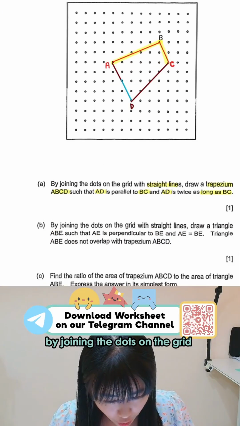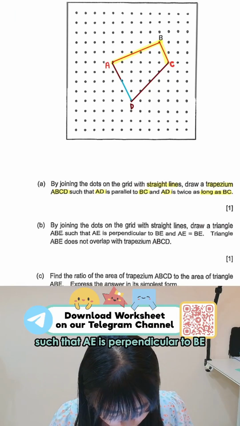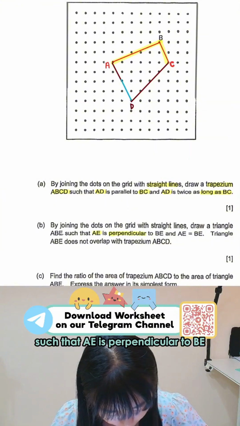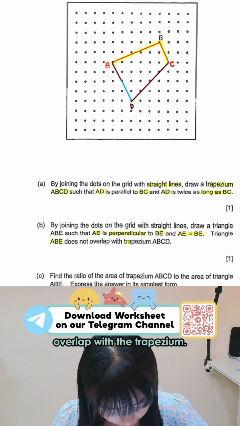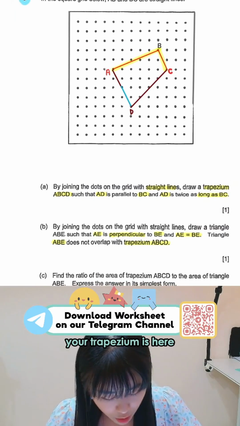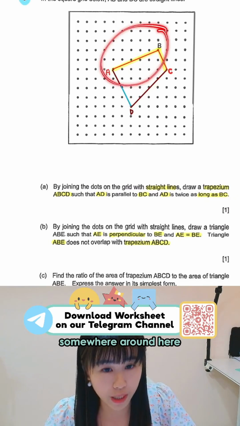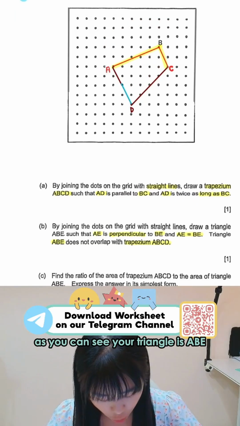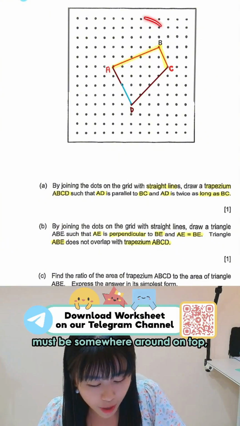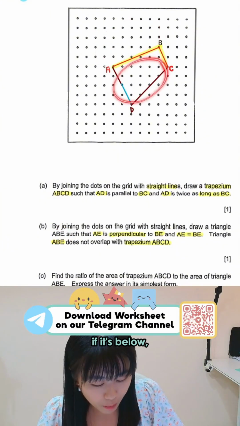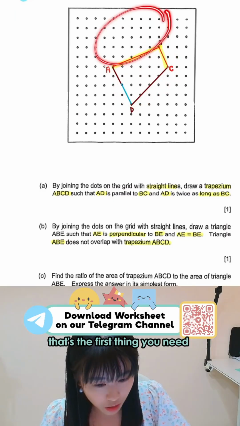Part B. By joining the dots on the grid with straight lines, draw a triangle ABE such that AE is perpendicular to BE and AE is equal to BE. Triangle ABE does not overlap with the trapezium. Alright, so look at this. Your trapezium is here. If it cannot overlap, that means it must be somewhere around here. Because, as you can see, your triangle is ABE. AB is already here. So your E must be somewhere on top. It cannot be below, because if it's below, then it will overlap with the trapezium. So it must be somewhere on top. That's the first thing you need to bear in mind.